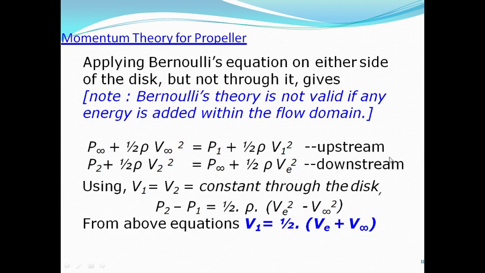Again on the downstream side, just after the actuator, we have P2 plus half rho V2 squared. Here I am using rho everywhere because we are treating the flow as fully incompressible, which is why we are not putting a subscript on rho. But the pressures and velocities are changing, so you can see those with subscripts. This is for the upstream and this is for the downstream.